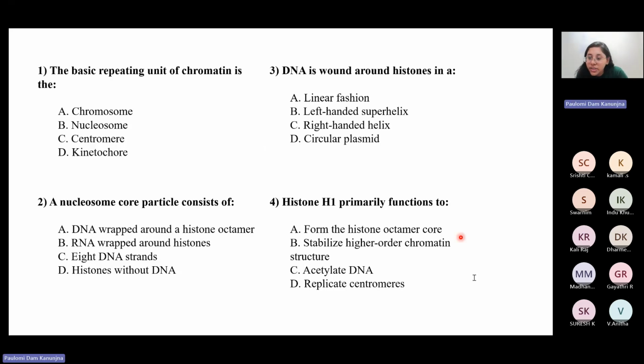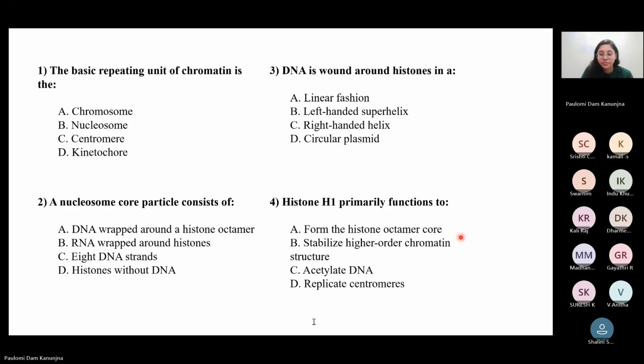Can you explain basic chromatin remodeling also? Just basic, not advanced. Sure, I will do that. Just let me give the answers to this and then I will tell you chromatin remodeling. Okay, anyone else wants to attempt?